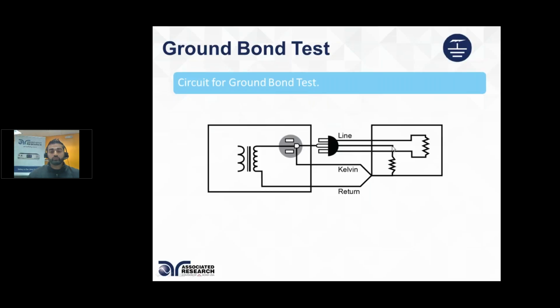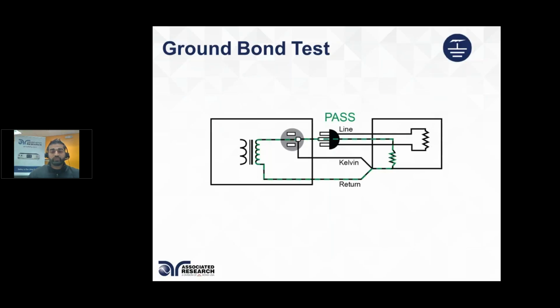That ground wire goes all the way to the chassis of your product, and this wire has some type of resistance. Once we're injecting about 30 amps of current, or 15 or 25 amps, we want to make sure the resistance of this wire doesn't go above a particular value. The standards will specify what value this needs to be.